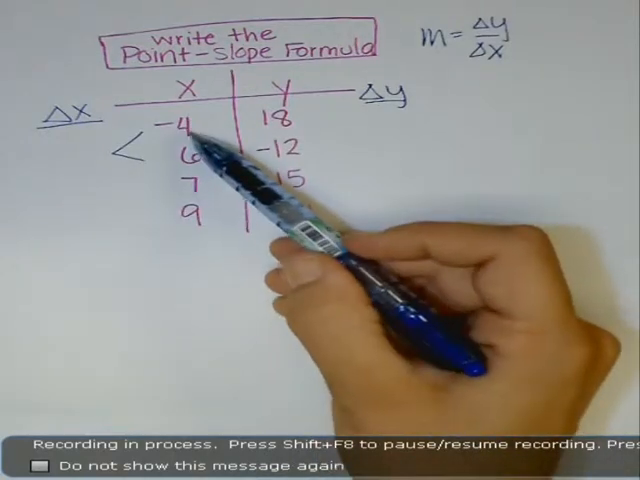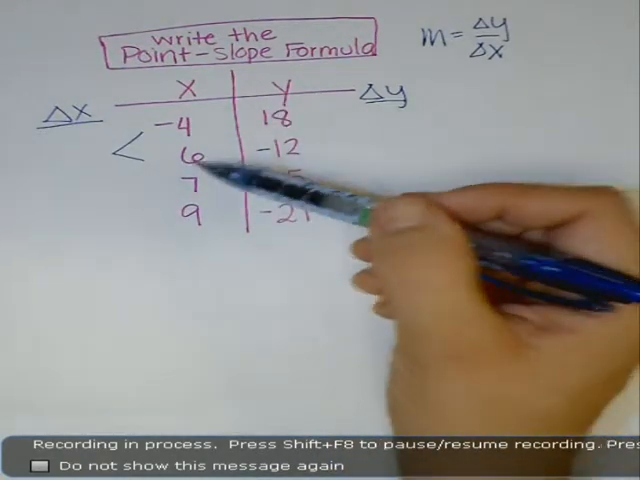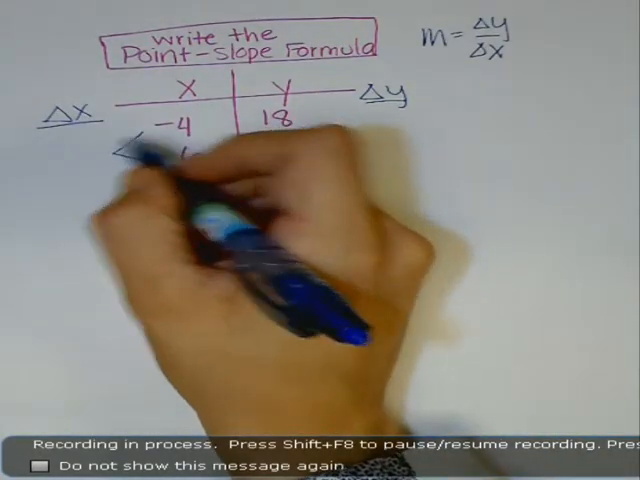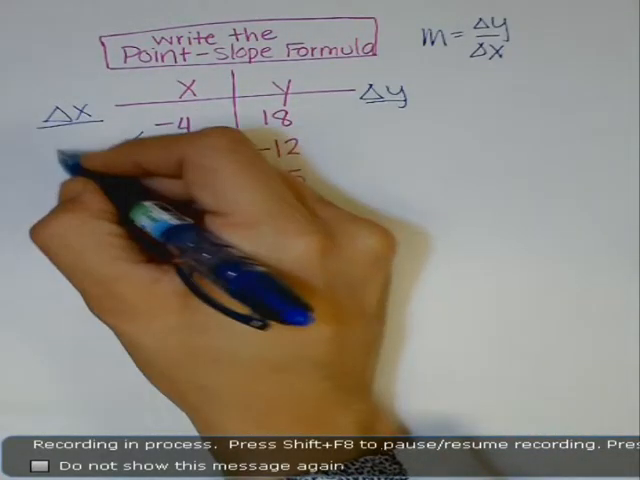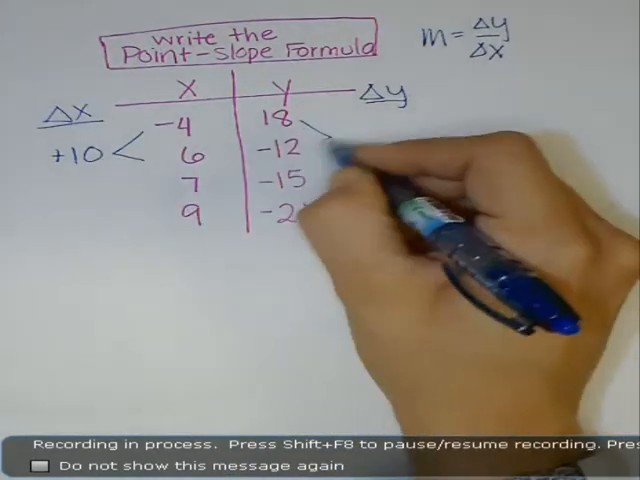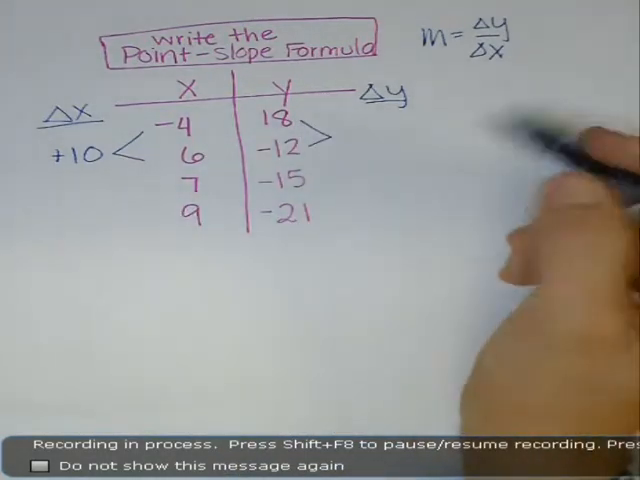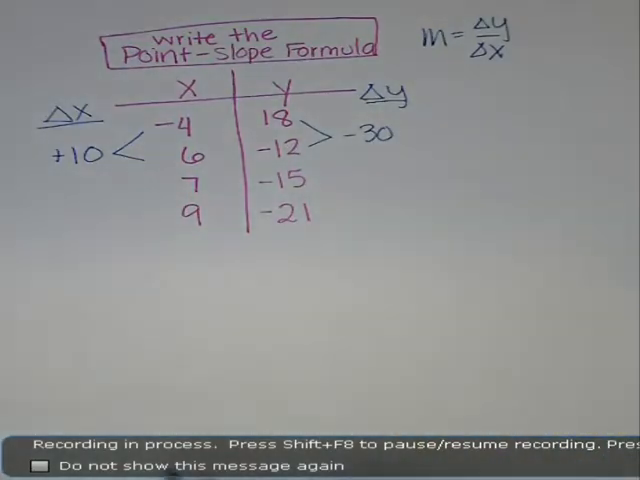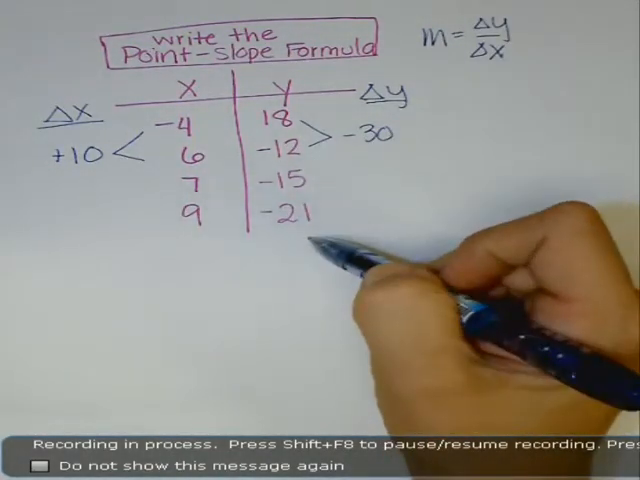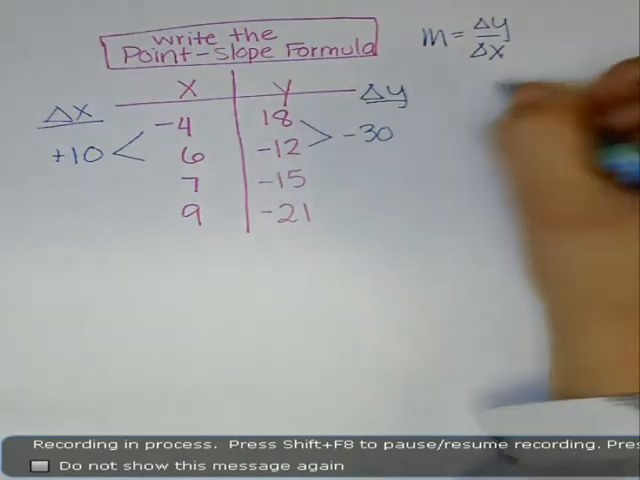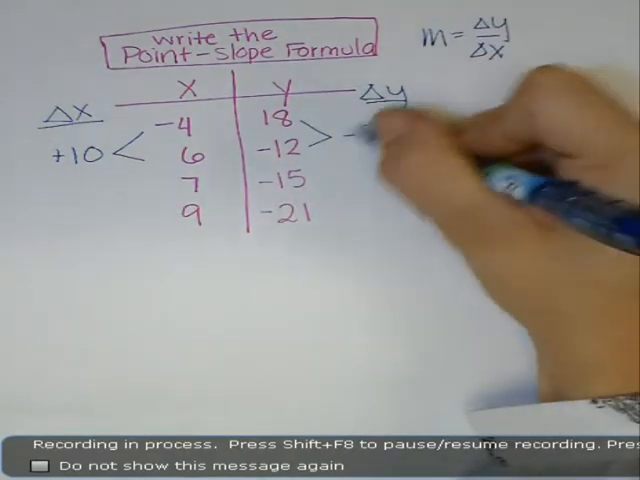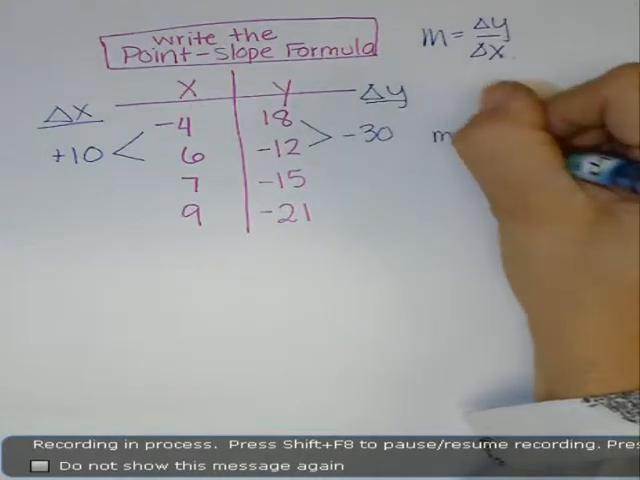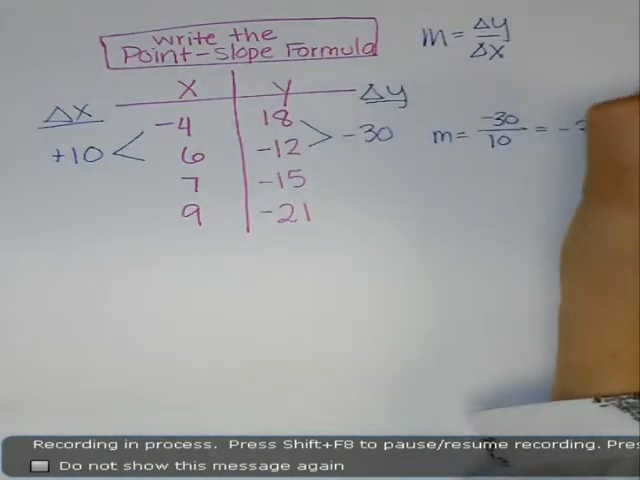So how do I change to go from -4 to 6? 6 minus -4 is a double negative, so it's really 6 plus 4. This is a change of +10. To go from 18 to -12, I've got -12 minus 18. That's a change of -30. You could do this for any of these values, but in the end, you just need to take the change in y, divide it by the change in x of 10, and my slope here equals -3.